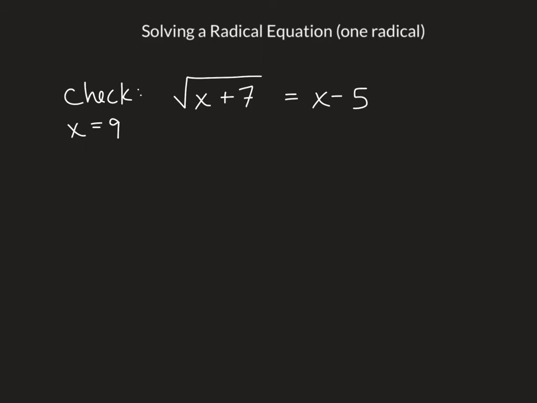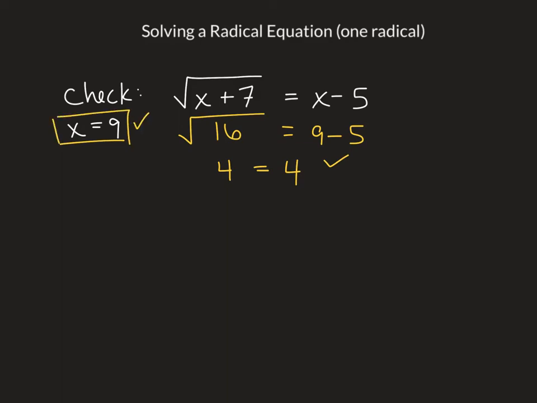Let's check x equals 9. What I'm going to do is plug in 9. So when we do that, we'll have 9 plus 7, which is 16. And I want to see if the square root of 16 equals 9 minus 5. So the square root of 16, and there's no negative out in front, it's the positive version of the square root. So does 4 equal 9 minus 5? Yes, 4 equals 4. That means that x equals 9 is a viable solution.